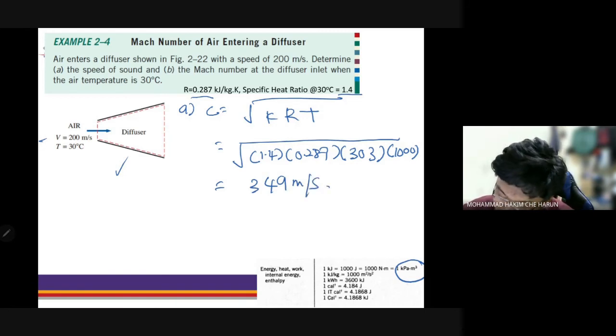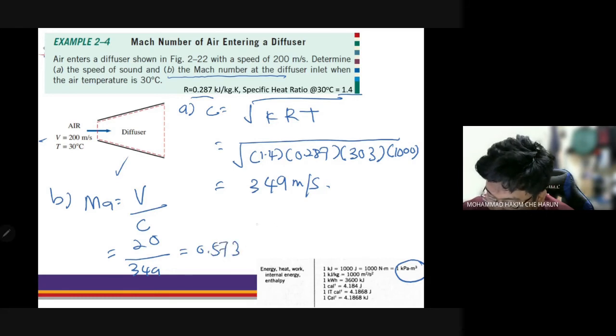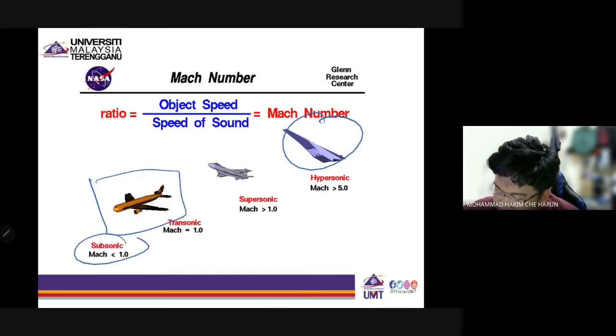Okay, and then the second question is find the Mach number at the diffuser inlet when the air temperature is 30. Dia nak yang B ni adalah Mach number. MA, we know the equation equal to V over C. Jadi kita tahu V adalah 200, C kita tahu 349 equal to 0.573 and MA number here is less than 1. So you can see here, subsonic.